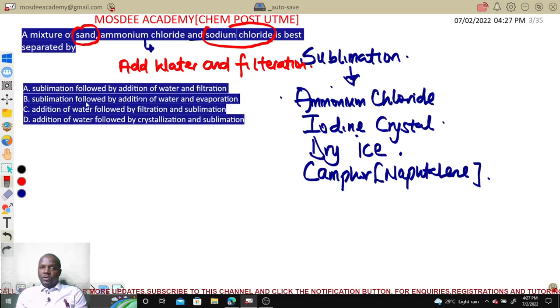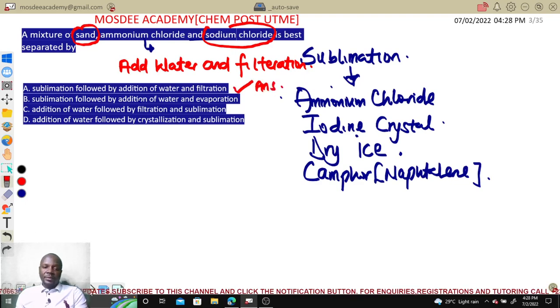Now look at B. Sublimation followed by addition of water, then evaporation. Now evaporation. If we evaporate this, salt normally can be separated by the method of evaporation, no problem. But we need filtration. You know the knowledge of filtration, you have the residue and the filtrate. So if we filter off, then we'll be able to separate sand from sodium chloride. So that is why I'm going for this, and that is why this is correct.